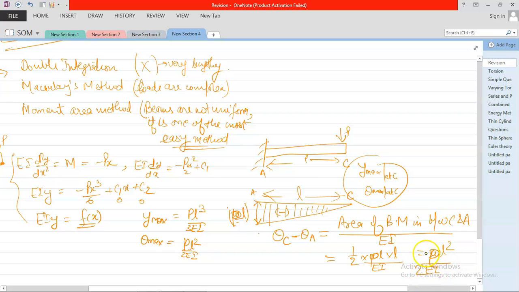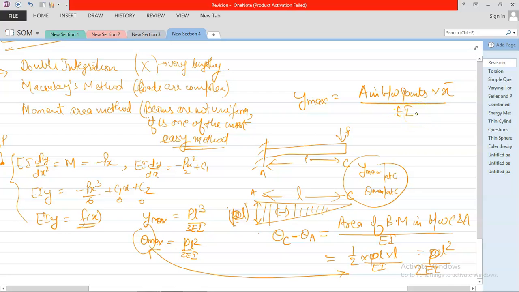You can see, going with double integration versus the moment area method, how easy it is. You only need to know how to draw the bending moment diagram and evaluate the area. Now what is y max? Y max should be the area between the points, into x bar, divided by EI.